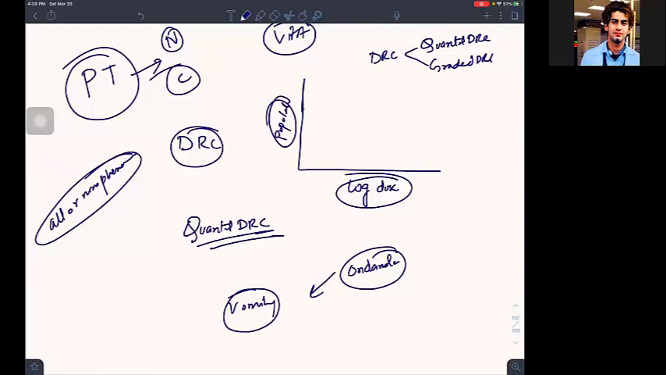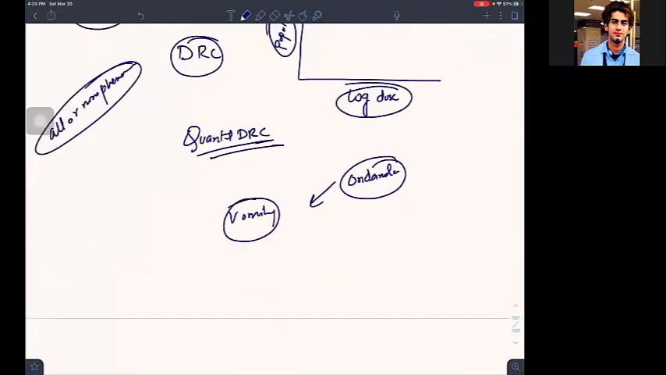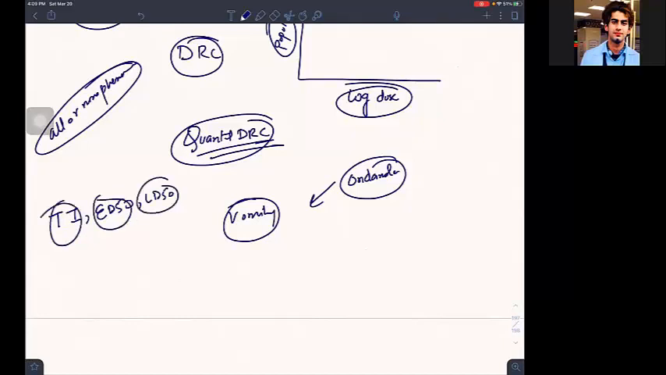Now I have to see the DRC, the dose response curve. Dose is the dose I am taking, response is the response. Now, what is the use of this DRC? It is telling me two quantities, even three quantities, I can say. It is telling me the therapeutic index. It is telling me the ED50, that is the median effective dose. And it is telling me the LD50. This is the important concept: quantal DRC tells me the therapeutic index, the ED50, and the LD50.